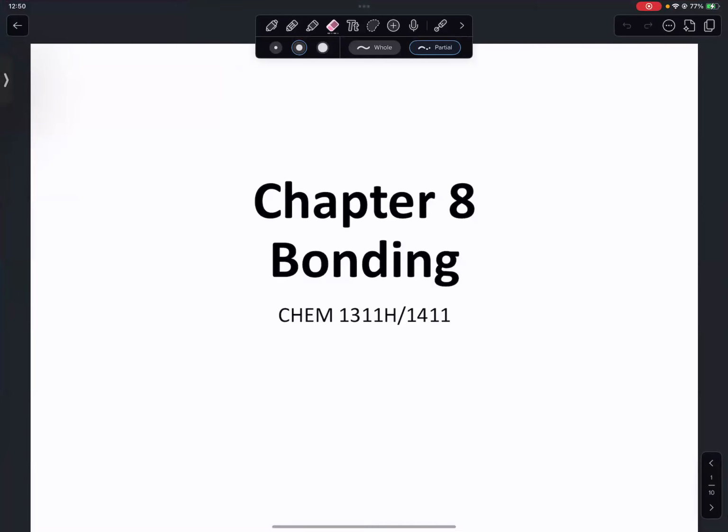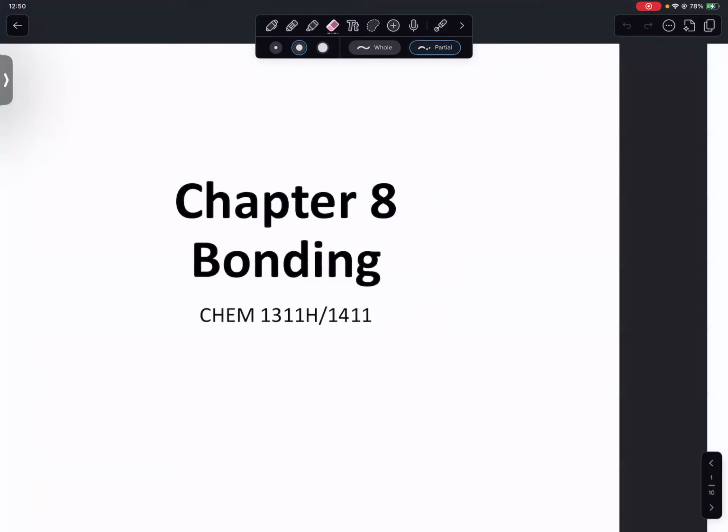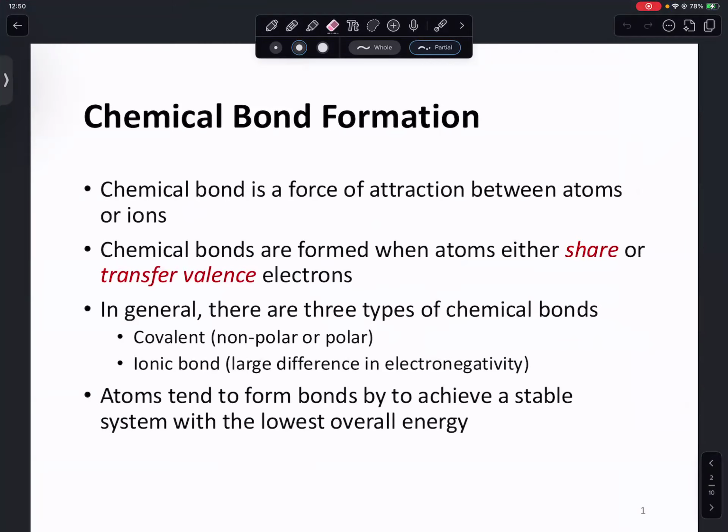We will be talking about bonding, and specifically, we're going to talk about covalent bonding, ionic bonding, and how covalent bonds form. This is a very good intro for this chapter since we're going to be discussing bonding for the most part in chapters 8 and 9. Let's start with chemical bond formation.